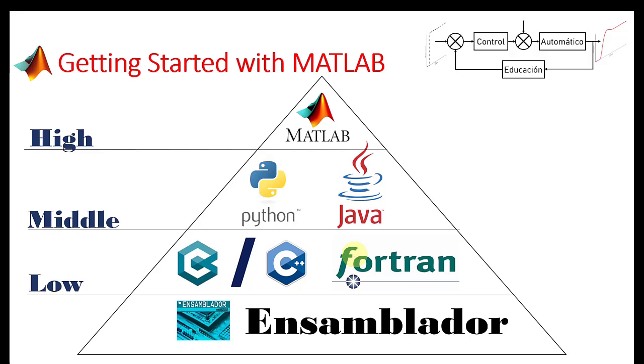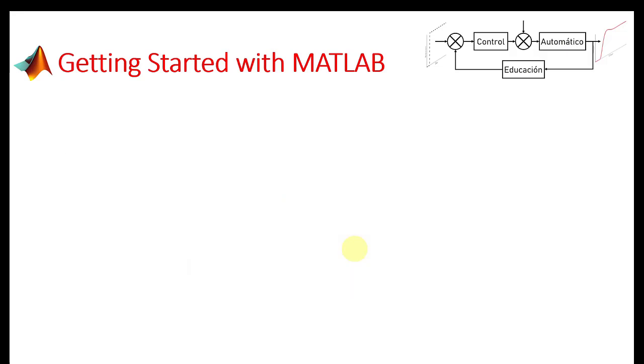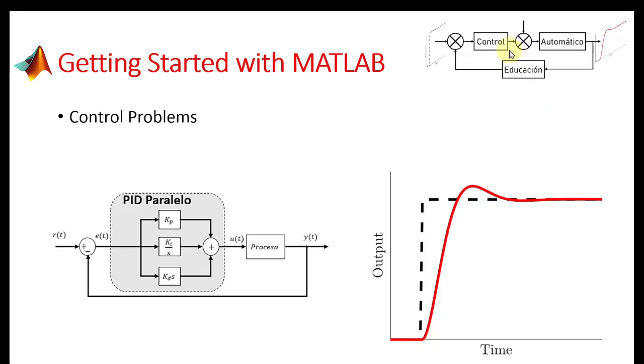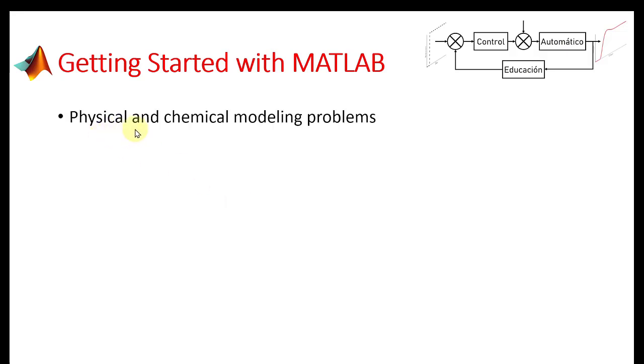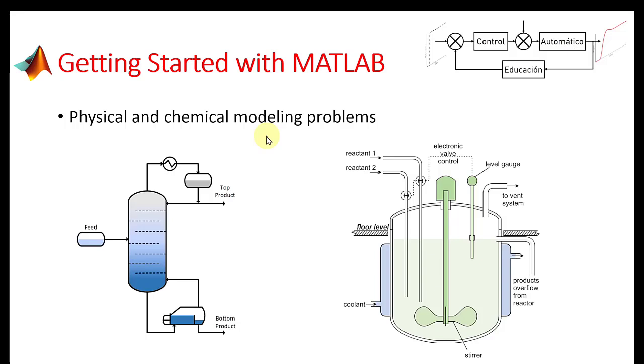What kinds of applications are interesting to study with MATLAB? Well, MATLAB has tools for many engineering fields. For example, in automatic control, like in Control Automático Educación, we can model control loops, implement classical and advanced controllers, and solve algorithms to control real processes. MATLAB can also be used for modeling physical and chemical processes, such as distillation columns, reactors, or mechanical systems like CNC motors, and electrical systems like coils or capacitors. All of these can be modeled in MATLAB.